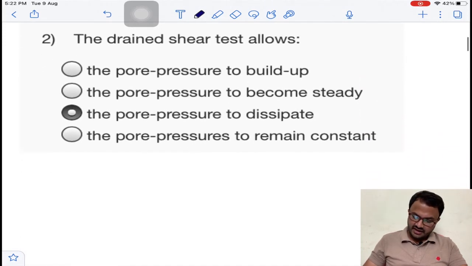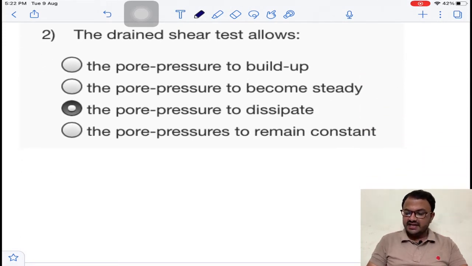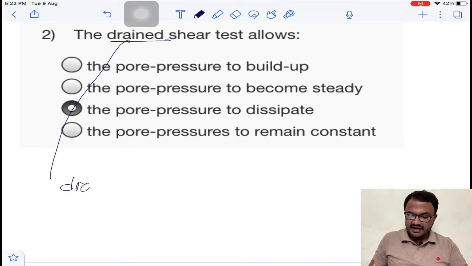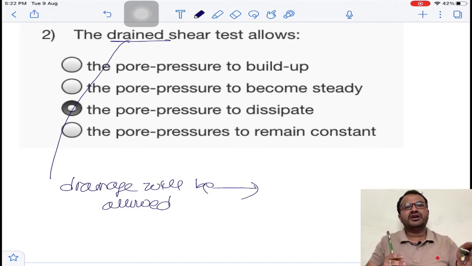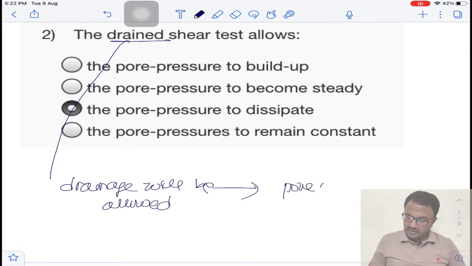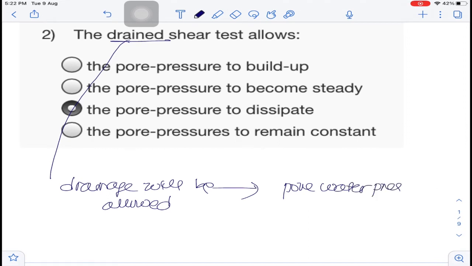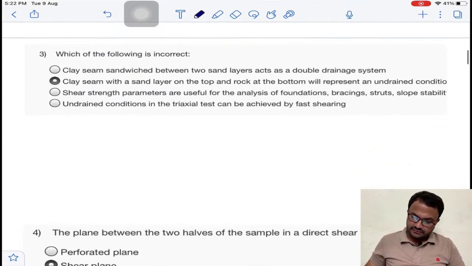Next question: the drained shear test allows... Drained means drainage will be allowed. When drainage is allowed, obviously the water inside the sample will move out. That is, there is no development of pore water pressure; pore water pressure will dissipate. So the answer is C for question number 2.